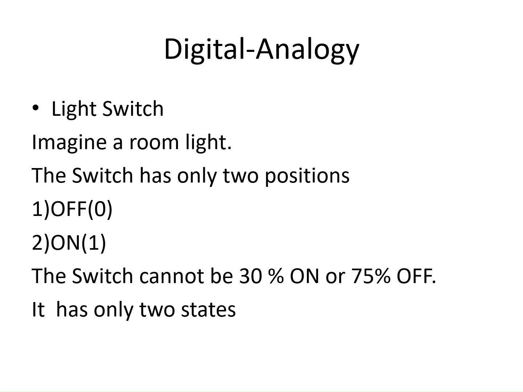Let's take a digital system analogy. Example, a light switch. The switch has only two options, either 0 or 1, meaning off or on. The switch cannot be 30% on or 75% off. It can take only two states, either 0 or 1. So this is a very good example of a digital system.